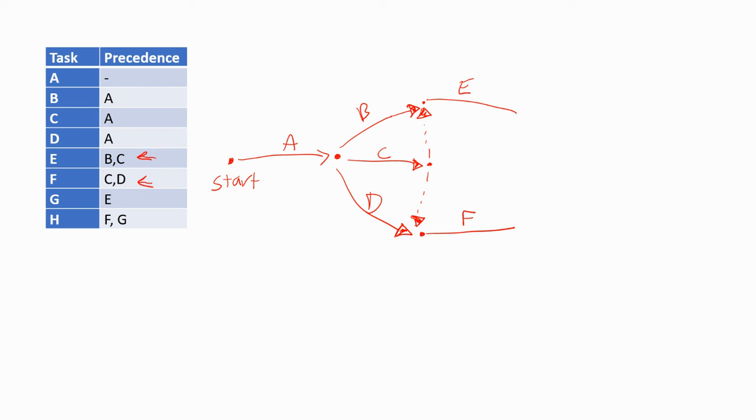And we notice that G has a precedence of task E. So let's go G there. And we notice that H has a precedence of both F and G. So we can launch that there, that there. Excellent. And so this is where H will go. H goes there. And there is our finish.